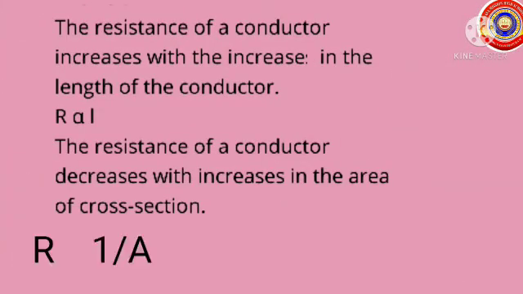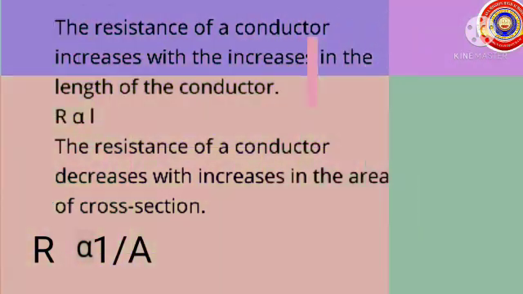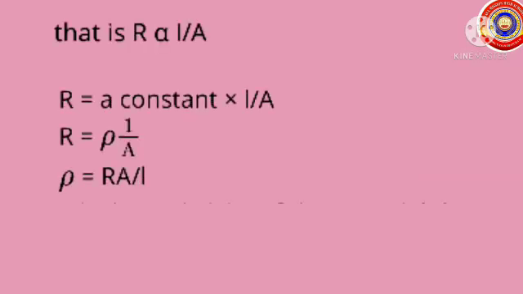Next, some points related to resistance. The resistance of a conductor increases with the increase in the length of the conductor, that is R is directly proportional to L. The resistance of a conductor decreases with increase in the area of cross section, that is R is inversely proportional to 1 by A. That is R is directly proportional to L by A, that is length divided by area of cross section.